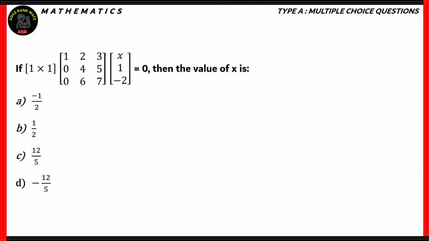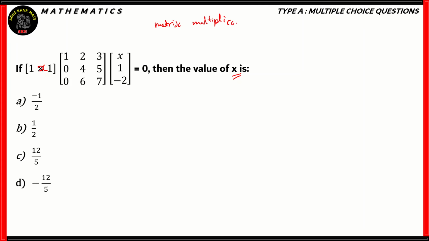Now let's look at some questions of mathematics. This question is related to matrices. If the multiplication of the matrix [1 x 1] with the matrix [1, 2, 3; 0, 4, 5; 0, 6, 7] and [x; 1; -2] is equal to 0, then we need to find the value of x. So how do we solve this question? For this, we need to use what we call matrix multiplication.